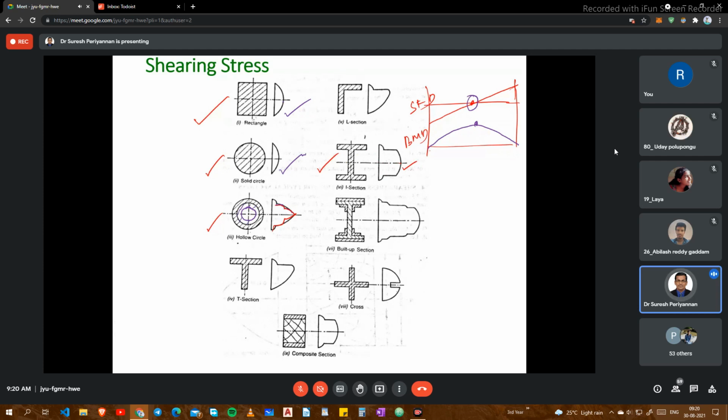Now this is the composite built-in section. This is multiple sections connected, and the stress distribution is like this. Now it's the T section. If you understand this I section, the T section is very easy. The T section is nothing but half of this. Okay, now we have discussed shearing stress, bending stress, and deflection of beams.